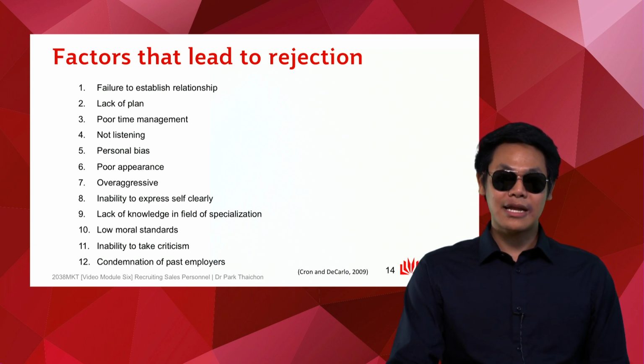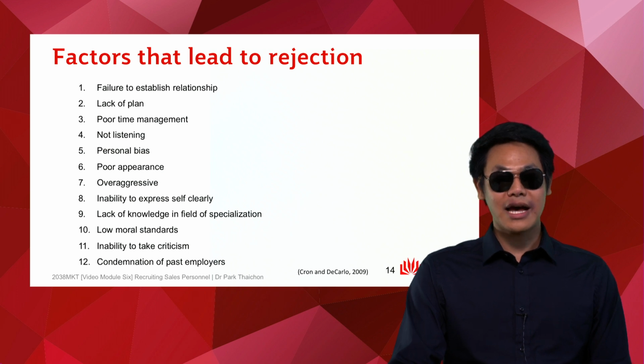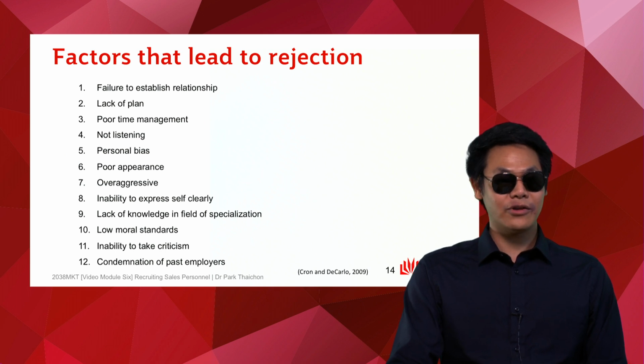The next one is failure to communicate. As a seller, we need to talk. We talk a lot and do negotiation. Without talking, we don't get our job, and most likely you will not get your sales job.